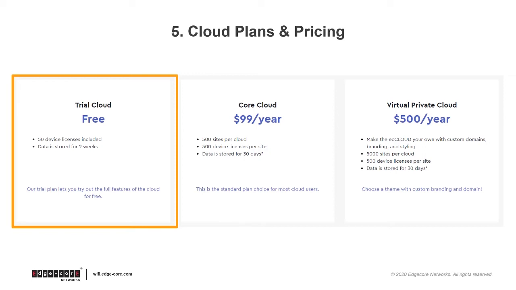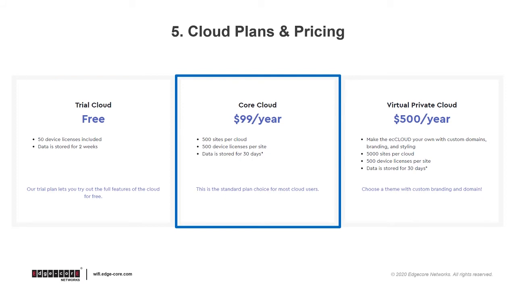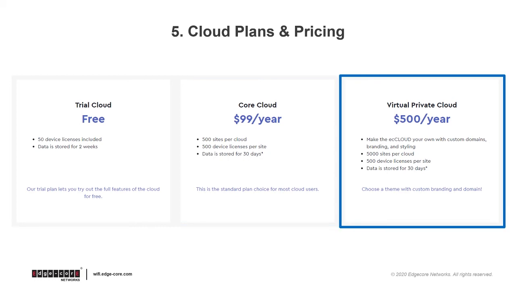And when you enter the deployment stage, you can choose to upgrade to the core cloud plan by paying an annual fee. This will give you 500 sites per cloud and 500 device licenses per site, and data will be stored for 30 days. And if you wish to have your custom domain, brand, and styling, you can also choose the virtual private cloud by paying an annual fee as well. And you can also purchase an add-on that will extend the time period for data storage from 30 days to 1 year.